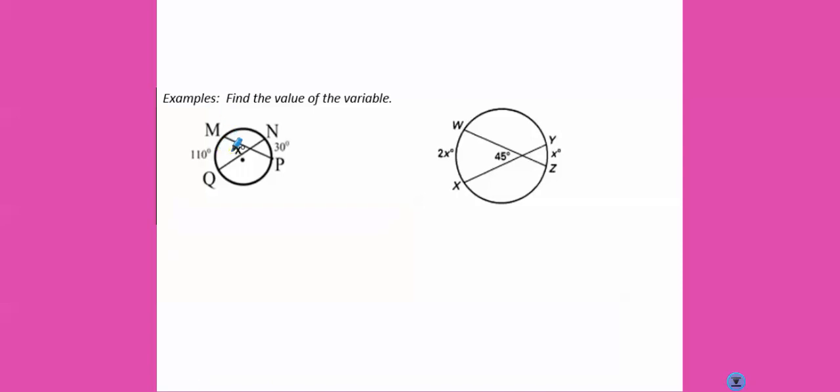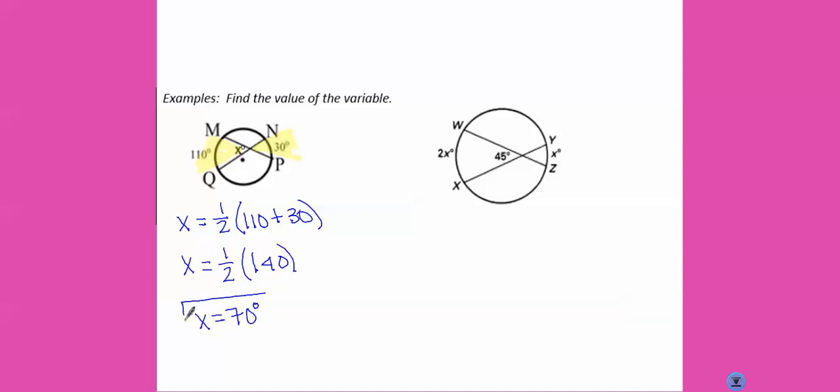So let's look at some examples. We want to find angle X. On the left-hand side, it intersects arc MQ, and on the right, it intersects arc NP. So X would equal 1/2 of 110 plus 30. Simplify our parentheses, it's half of 140. So X would have to equal 70 degrees.